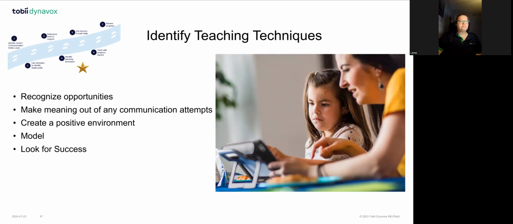Then we would like to go into identifying the teaching techniques. We would like to recognize the opportunities, basically identify the times during the day when an individual can learn and practice. What are those activities that they are very interested in, that motivate them a lot, that they easily participate in? We would like there to be a meaning. There are, of course, no mistakes in learning to communicate. Every communication is teaching us. But it's also important to respond to all attempts to communicate, especially when the individual is exploring the AAC system. If an individual shows interest towards AAC, we should really jump on that interest and use it as much as we can. So this is something to think about.